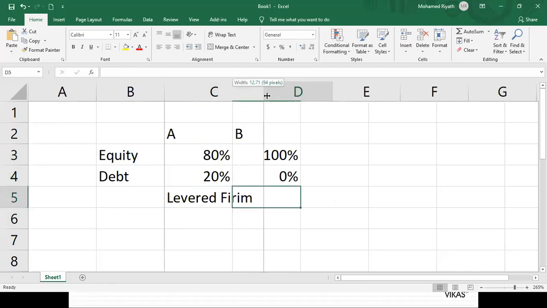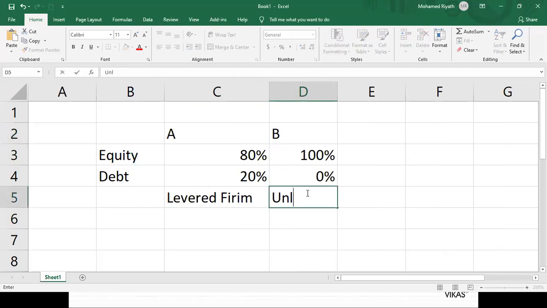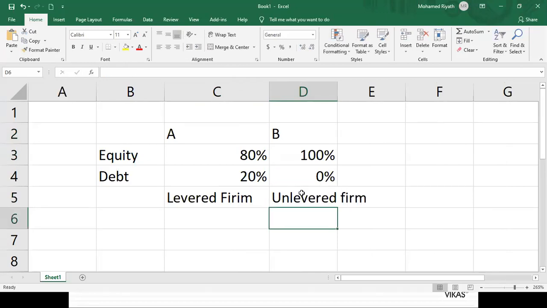This company, does it have any debt capital in its capital structure? Is there any debt component in company B? No. So this company is called an unlevered firm. When a debt component is included in the company, that company is called a levered firm. A 100% equity company is called an unlevered firm.